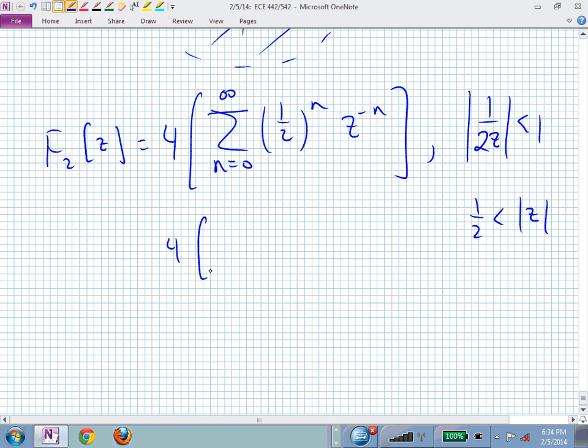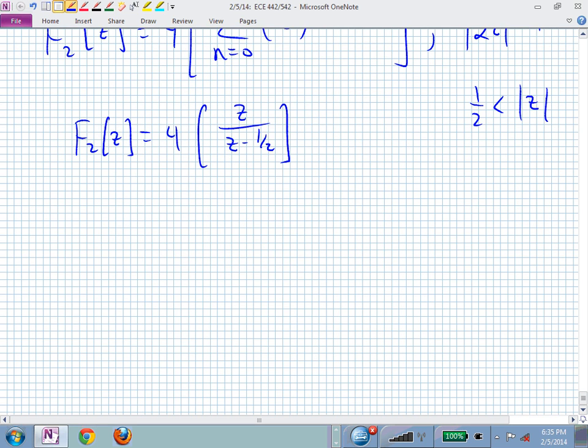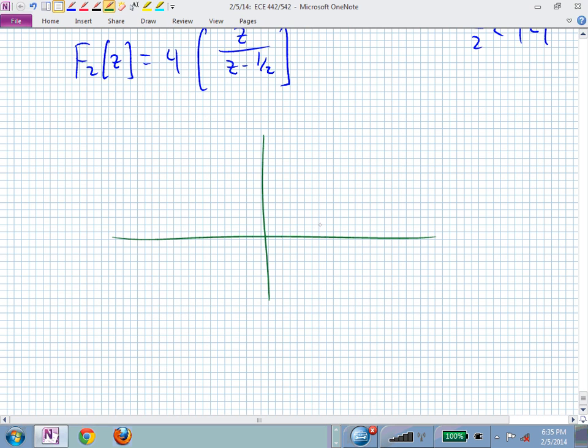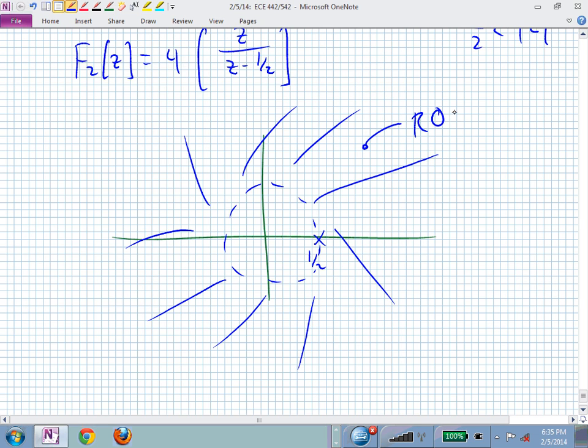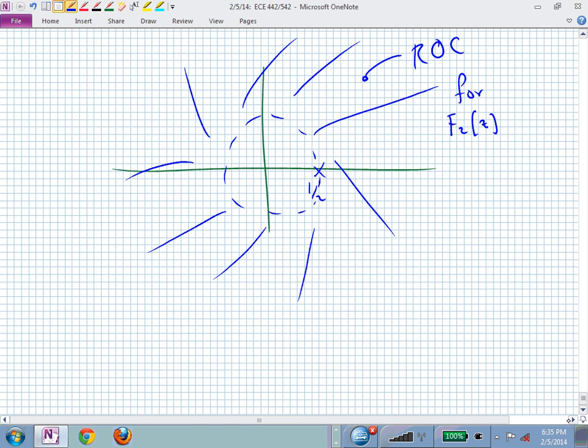And this ends up being, if we evaluate that infinite sum, 4 times z over z minus 1/2, with z exterior to 1/2, which we now have, this pole at 1/2. But we need that region of convergence to be true for both poles, don't we? And a pole cannot lie inside the region of convergence. So we have to take the intersection of these two regions of convergence.